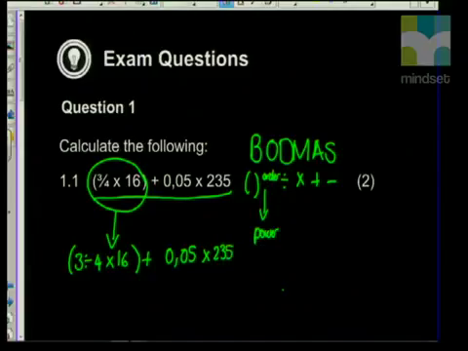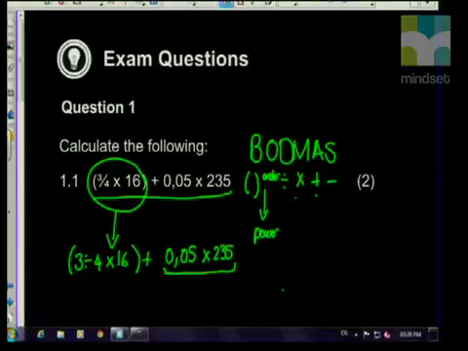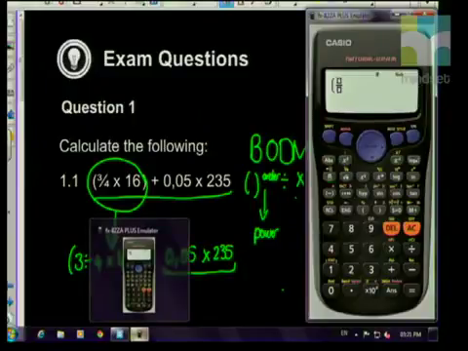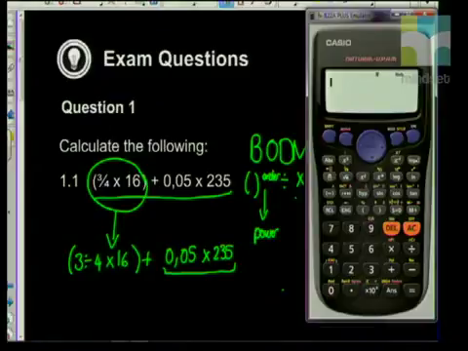3, 5. And again, timesing comes before adding, so therefore this part would be done next. So let's get out our calculator and do this first bit. So let's do 3 divided by 4 times 16. And that gives us 12.